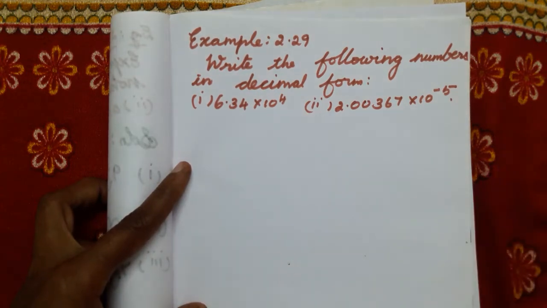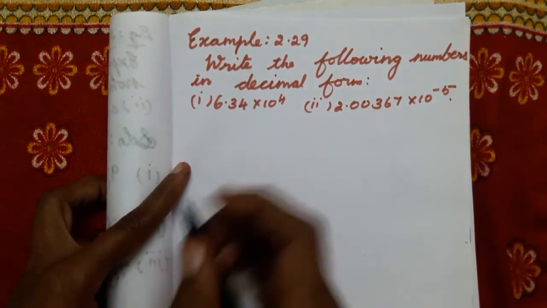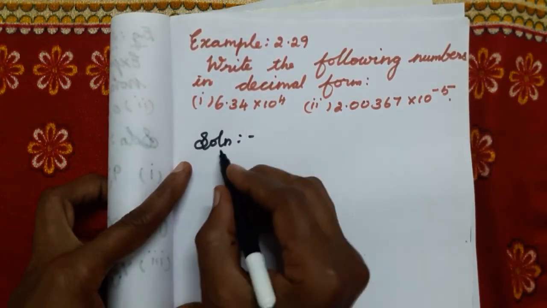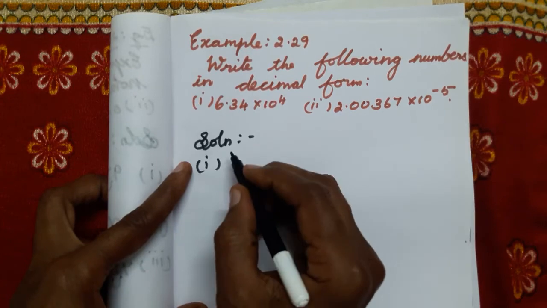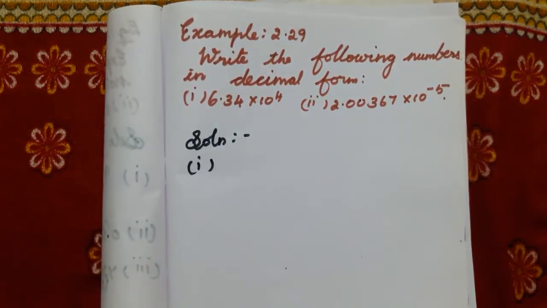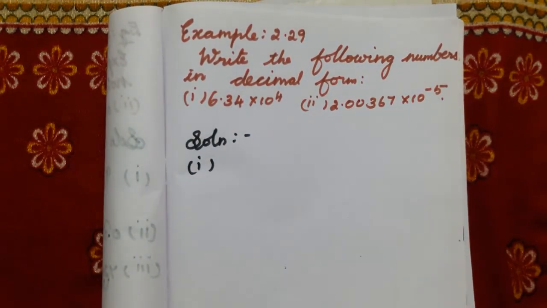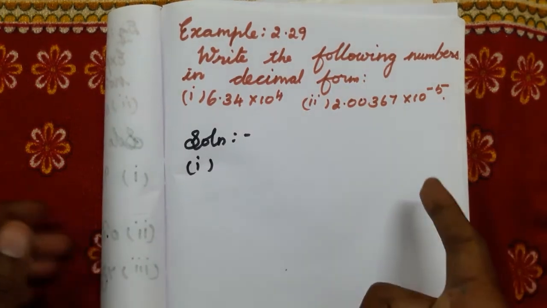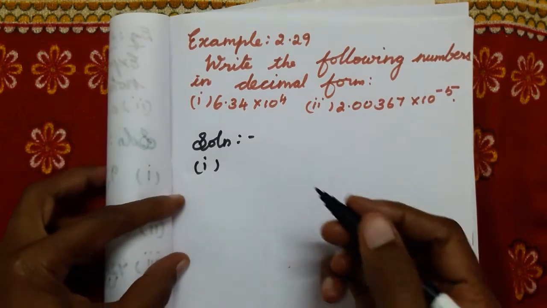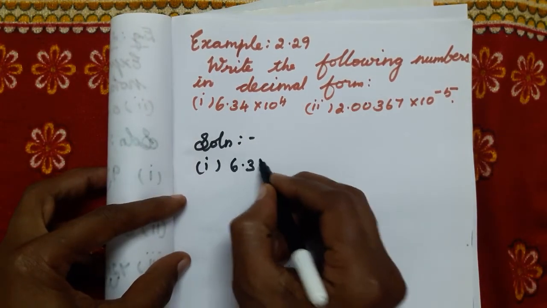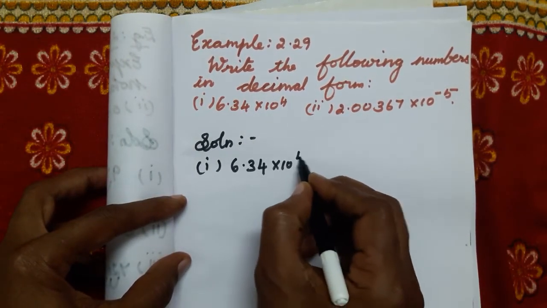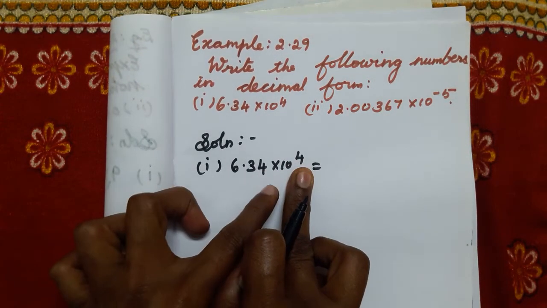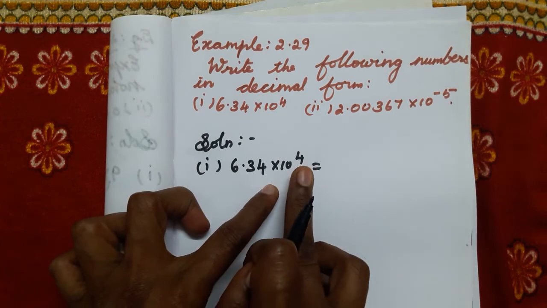Write the following numbers in decimal form. First one, 6.34 into 10 power 4. I told you that converting scientific notation into decimal form is the reverse of converting which one? Decimal into scientific notation. Here 6.34 into 10 power 4. 10 power 4, is it? 10 power 4 means what you have to do?